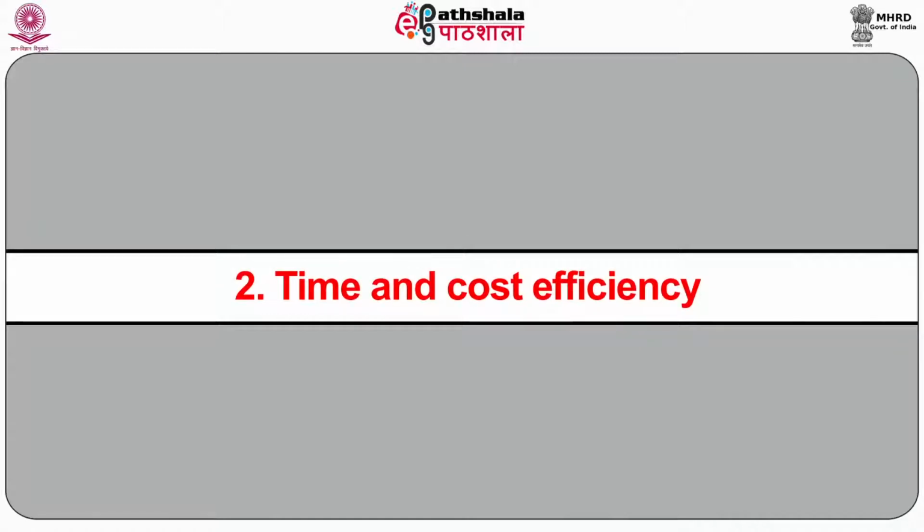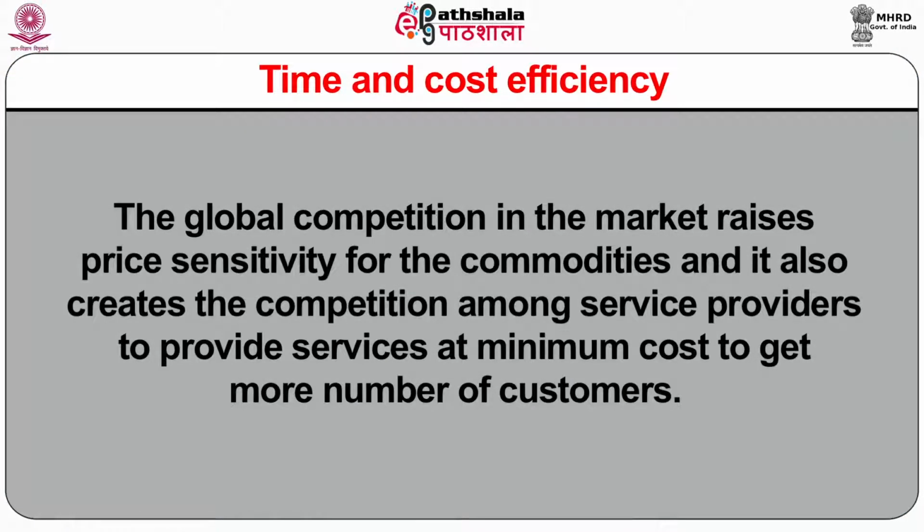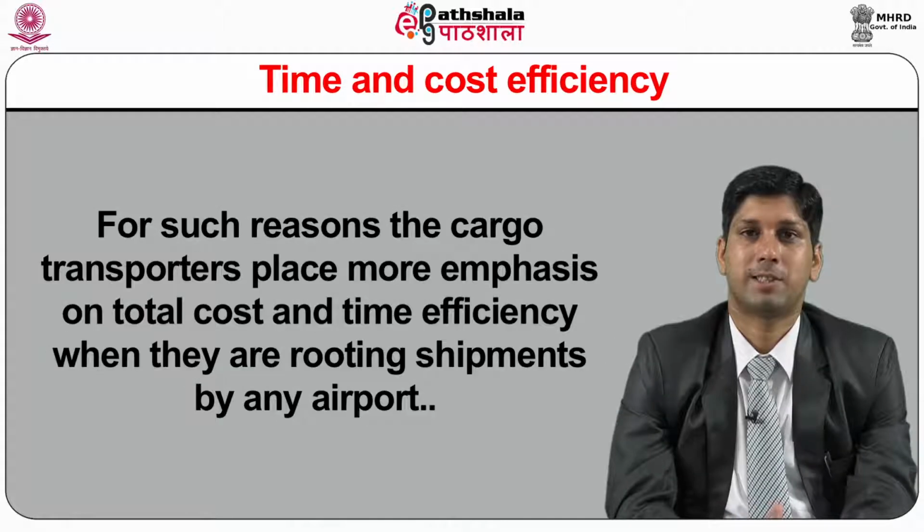The second one is time and cost efficiency. There are certain items in the air cargo industry which are more time sensitive than others. These sensitive items include fresh food, seafood, flowers, emergency medicines and other emergency materials, equipment supply and such other items which are to be transported just in time. The global competition in the market raises price sensitivity for commodities and also creates competition among service providers to provide services at minimum cost to get more customers. For such reasons, cargo transporters place more emphasis on total cost and time efficiency when they are routing shipments by any airport.